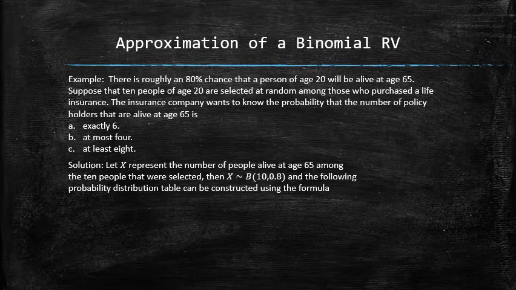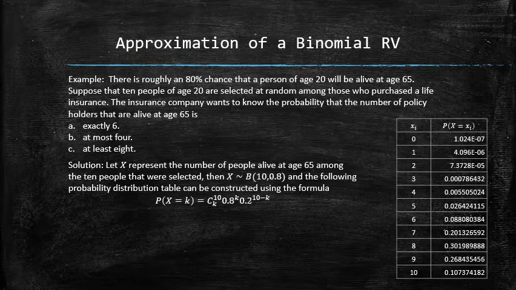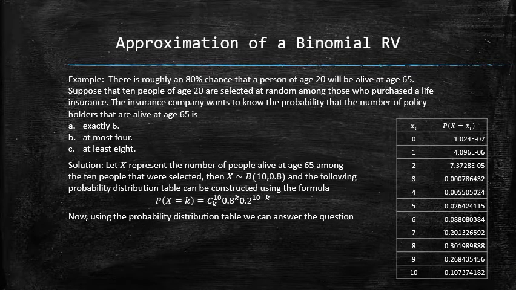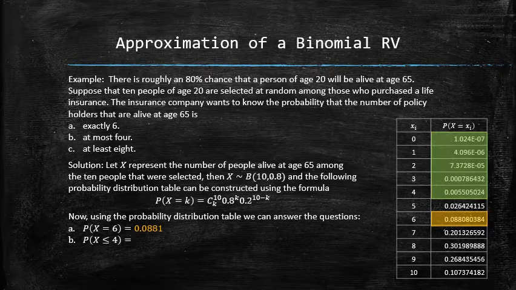And the following probability distribution table can be constructed using the following formula that was covered in the section for binomial random variables. Now, using the probability distribution table, we can answer the questions. The probability that x equals 6 is equal to 8.81%. The probability that x is less than or equal to 4 is equal to 0.64%. And finally, the probability that x is greater than or equal to 8 is equal to 67.78%.